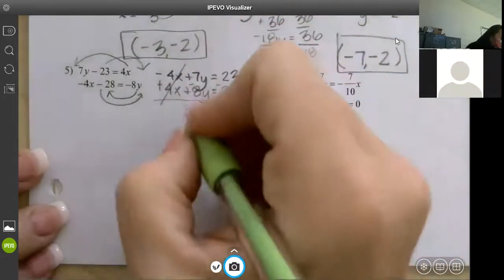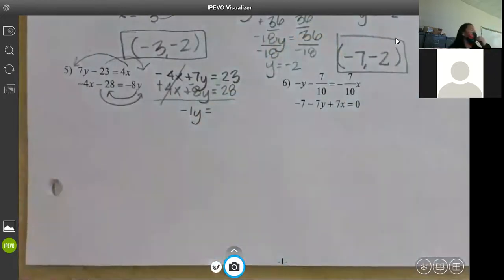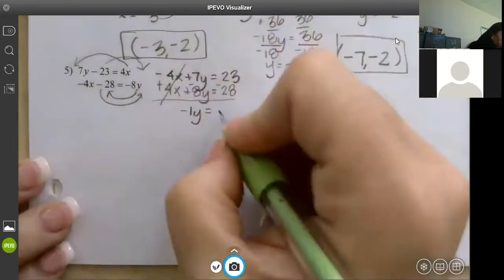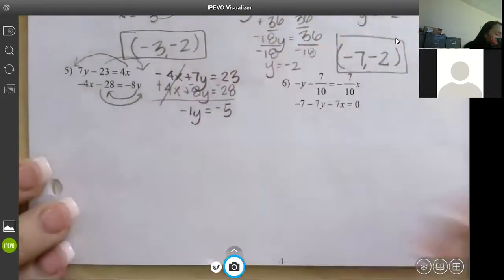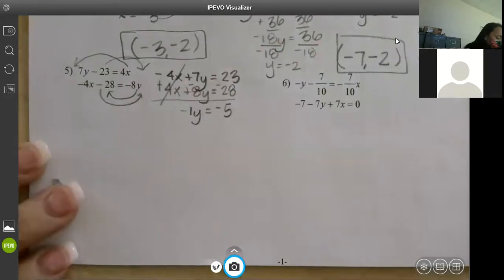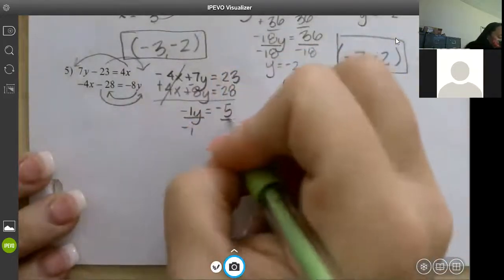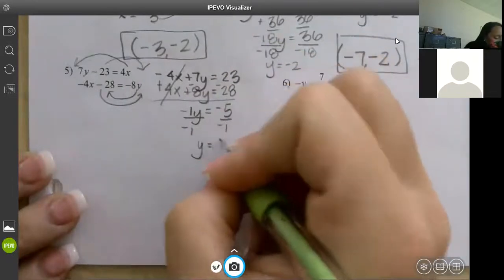7 plus negative 8 is negative 1y, and I don't typically put that, but I'm going to go ahead and put that 1 there because that's what you guys do. And then 23 plus negative 28 is negative 5. How do I solve for y? Look at it. Divide by negative 1. And I get y equals positive 5.